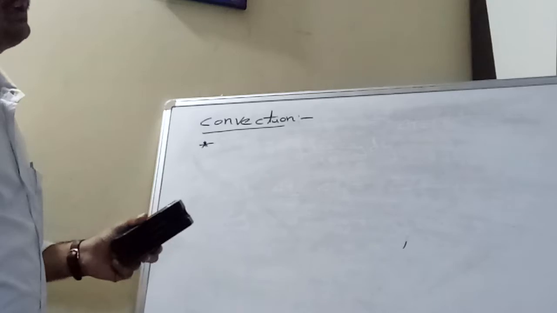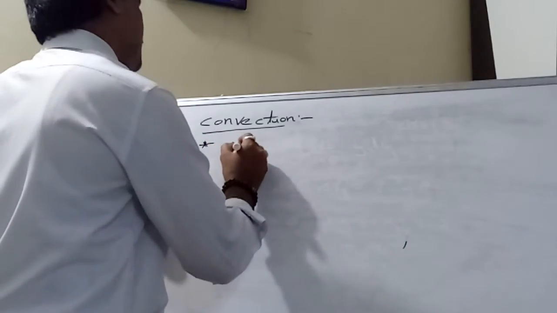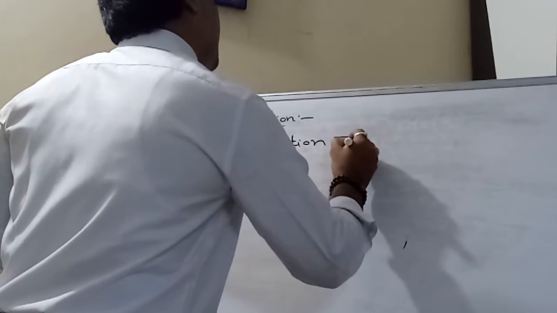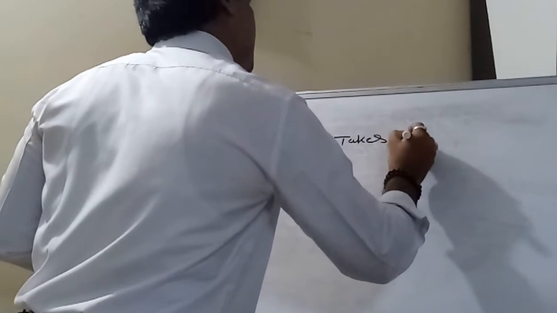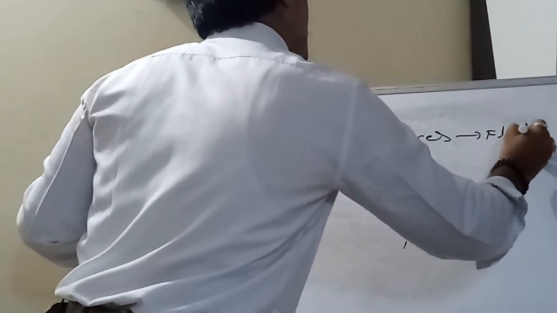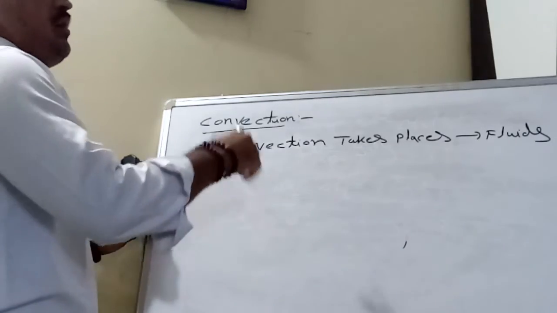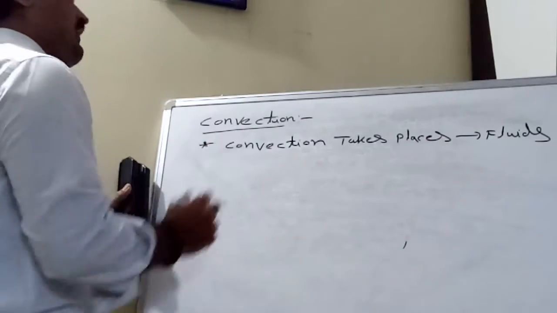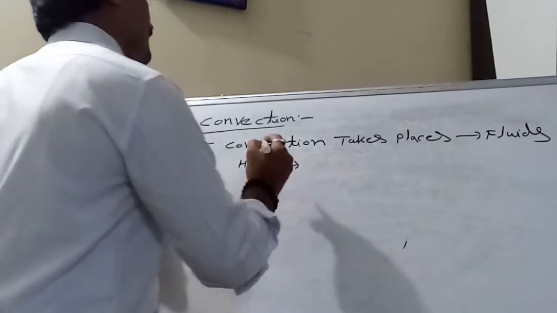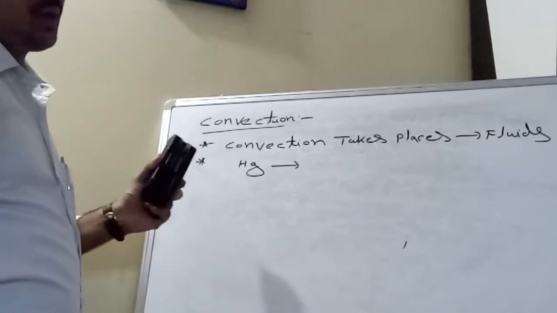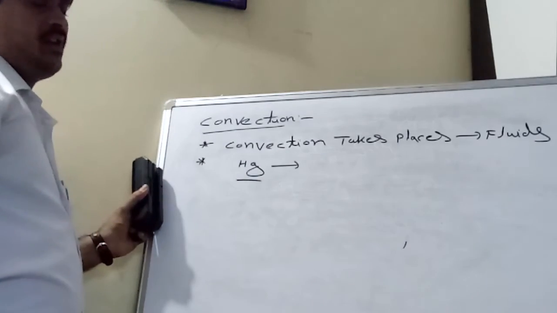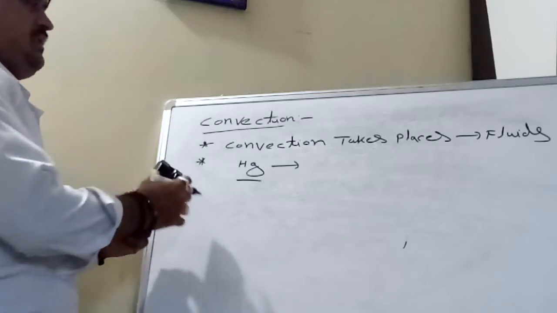Convection takes place predominantly in fluids, more than the predominant of the liquids. So Hg, mercury, heat transfer is by conduction only, not convection.